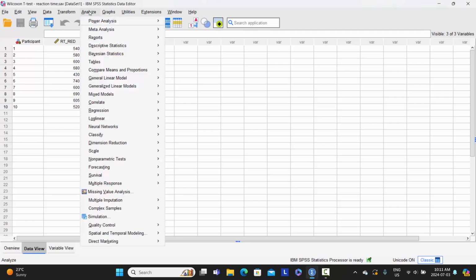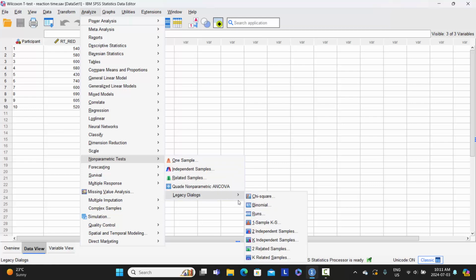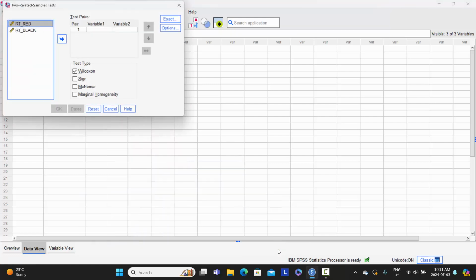To do that, I'm going to click Analyze. I'm going to come down to Non-Parametric Tests. I'm going to go to Legacy Dialogues. Then I'm going to click Two Related Samples. And here is where I need to identify the variables in interest. So I want to bring over these two paired values.